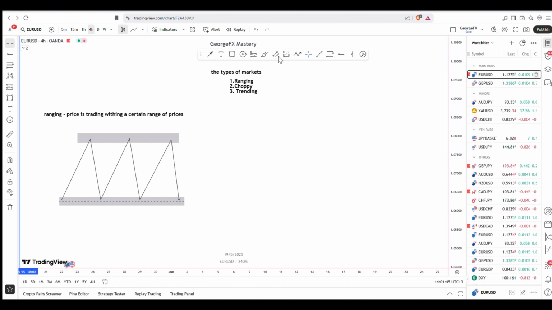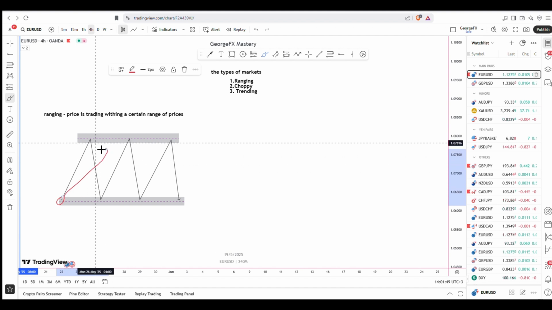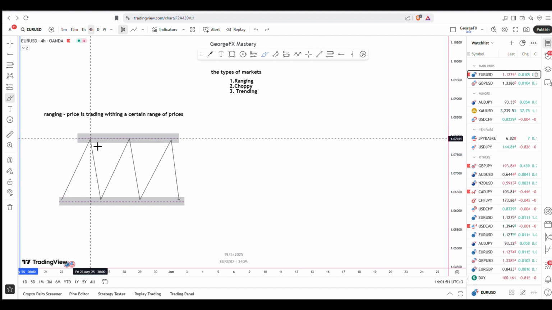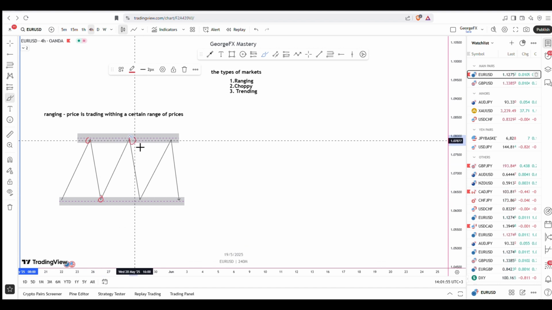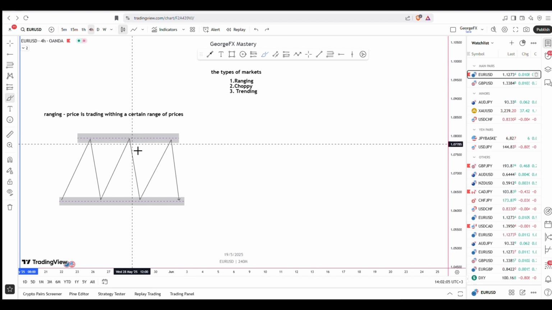So ideally you'll be looking out for price to get to this particular zone, take a sell down to this zone, take a buy up to this zone, take a sell down here, take a buy. That is ideally what you'll be looking at. And mostly people who trade ranging markets are people who capitalize and trade on support and resistance zones. That is what we call ranging markets.